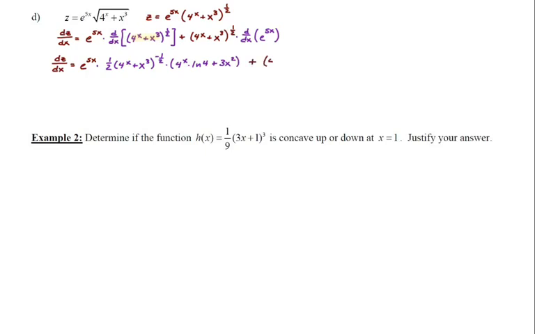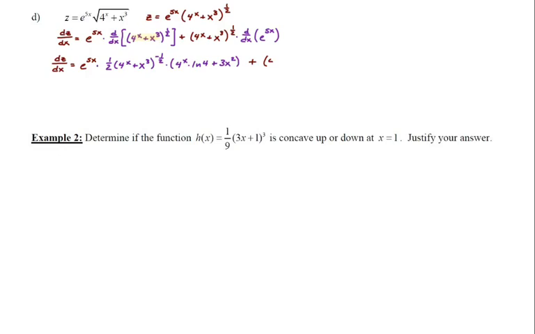pause it there, 1/2 times 4 to the x plus x cubed to the negative 1/2. So again, it's some quantity raised to the 1/2 power. So it's going to be 1/2 times that quantity to the negative 1/2 using the power rule, leaving the inside alone, times the derivative of 4 to the x plus x cubed. So the derivative of 4 to the x is 4 to the x times ln of 4, plus the derivative of x cubed is 3x squared.